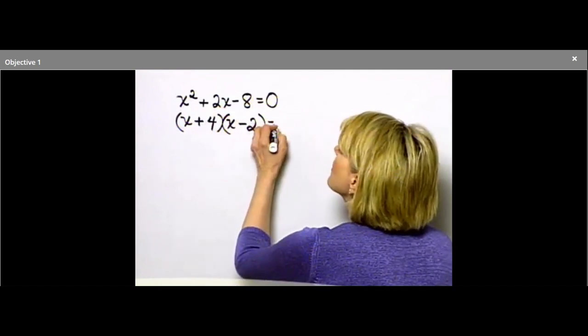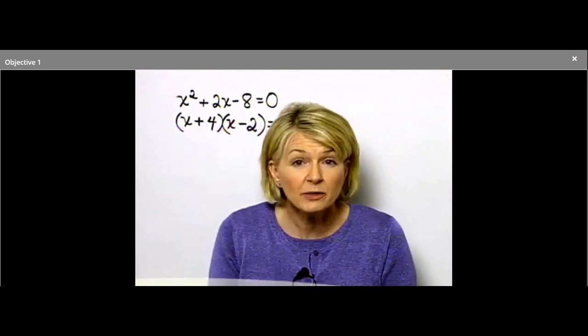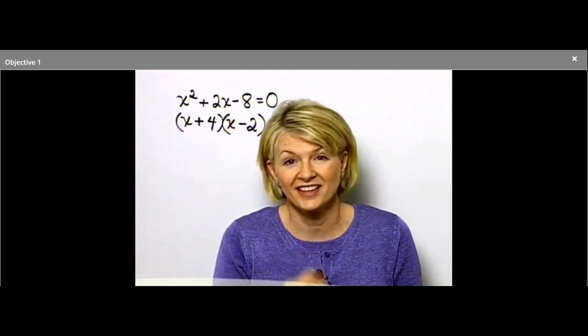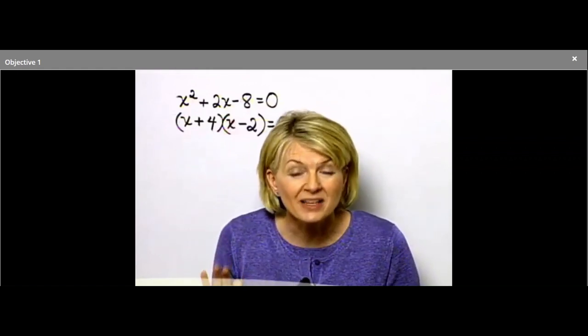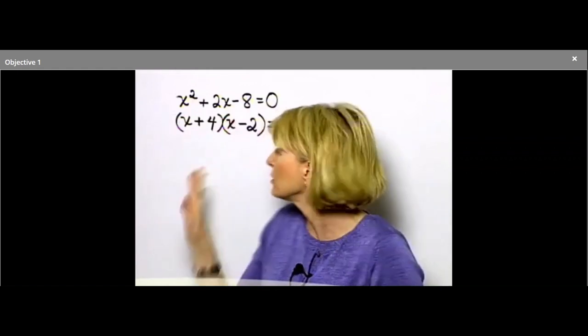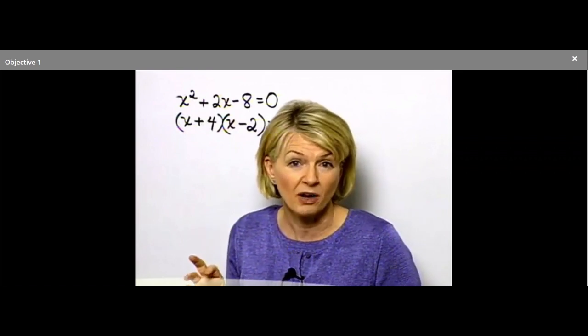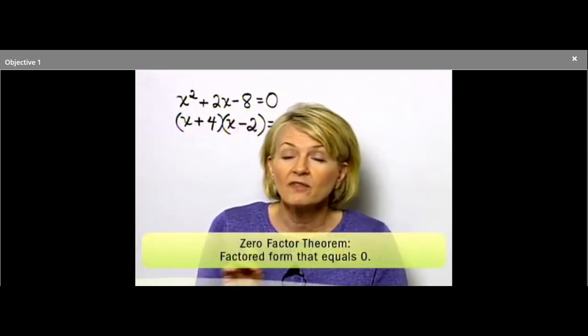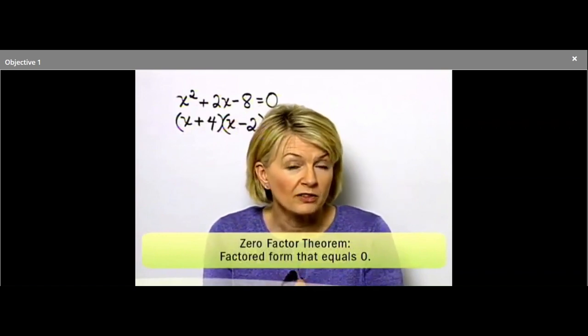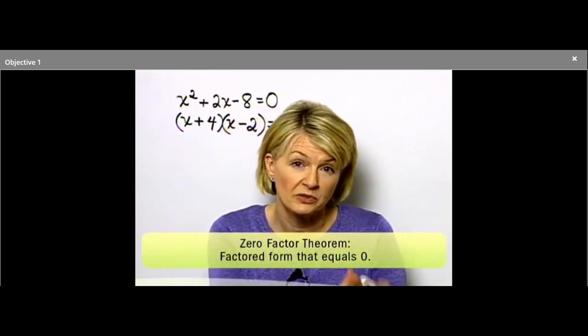So I have factored. Now to use the zero factor theorem, two things have to be true. One side of your equation must be a factored polynomial. This is factored, it's written as a product. The other side must be 0. That zero factor theorem only works when the product is equal to 0.